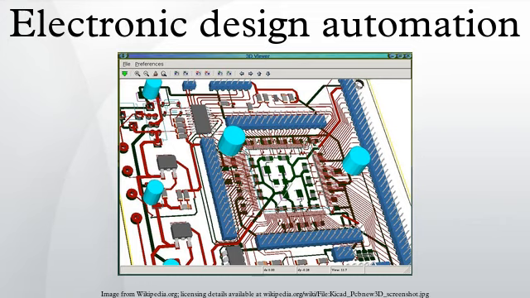Electronic design automation is a category of software tools for designing electronic systems such as printed circuit boards and integrated circuits. The tools work together in a design flow that chip designers use to design and analyze entire semiconductor chips. This article describes EDA specifically with respect to integrated circuits.